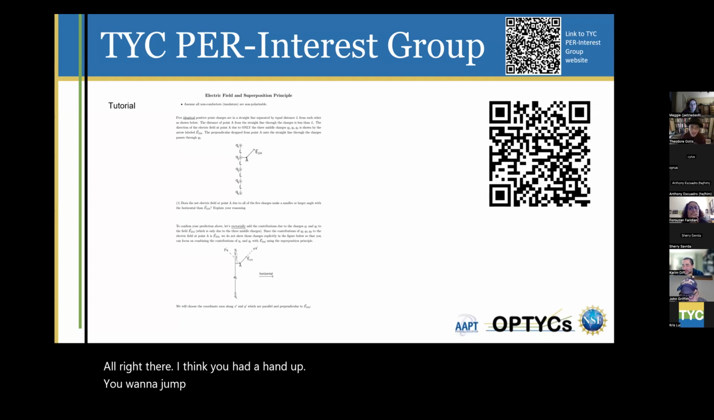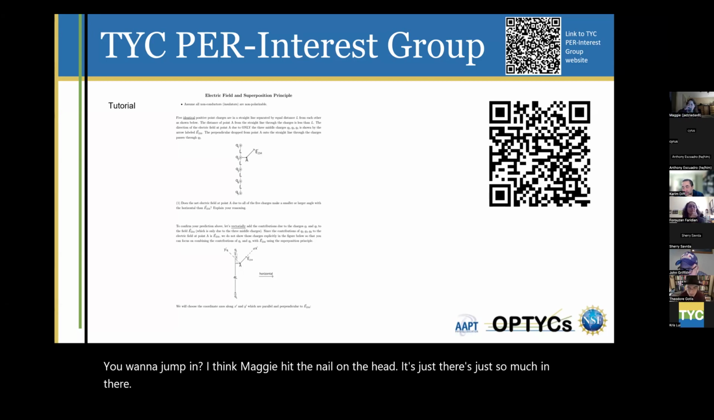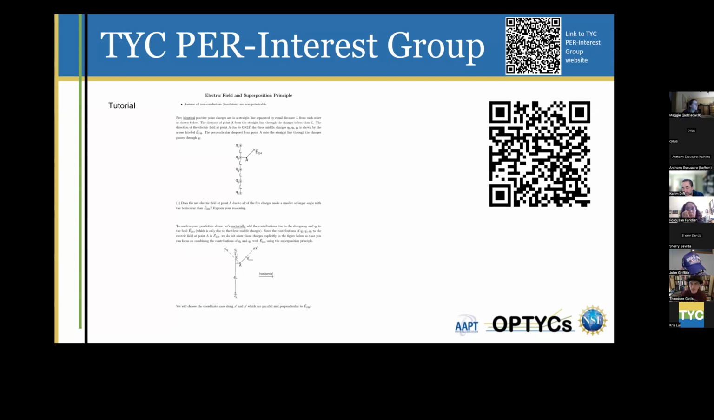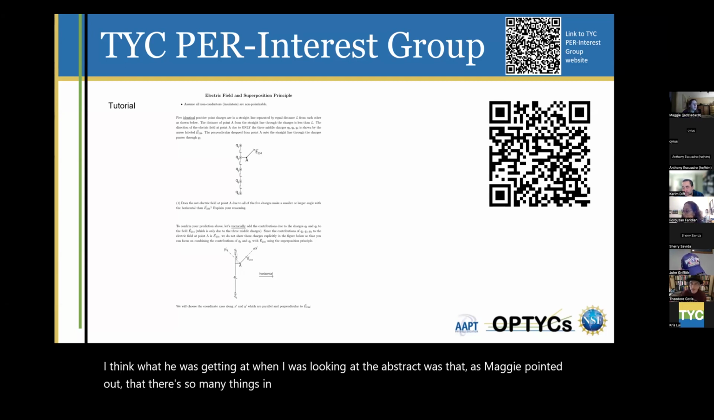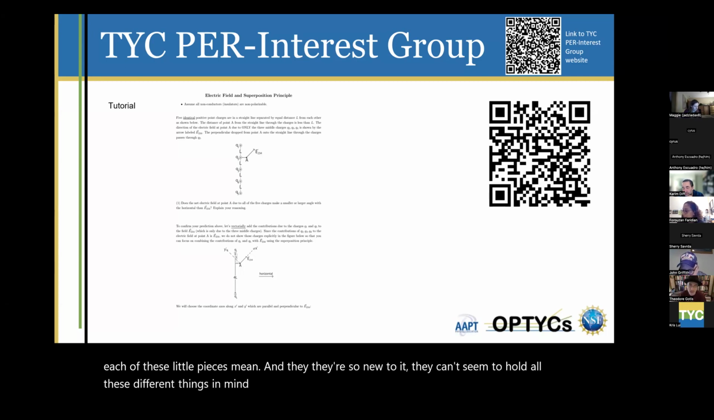I think Maggie hit the nail on the head. There's just so much in there. I've downloaded some papers, I think by Redish, where he talks about, and I haven't read them yet, so I apologize, but what he was getting at, when I was looking at the abstract, was that, as Maggie pointed out, there's so many things in this equation for them to parse apart and figure out what each of these little pieces mean, and they're so new to it they can't seem to hold all these different things in mind simultaneously. One thing with the DQ is I always try to make that connection to geometry.